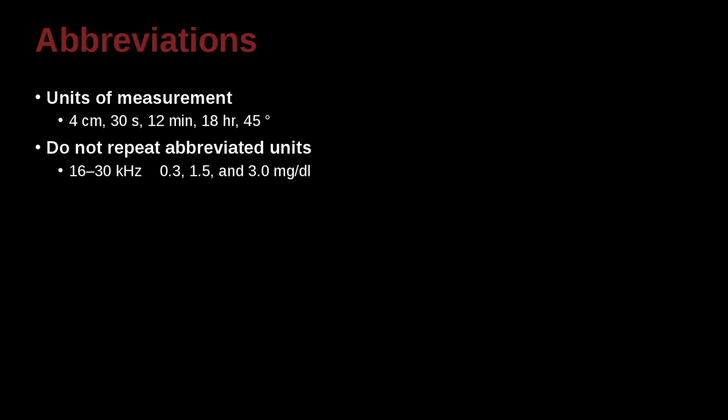You don't need to repeat units when you're using numbers that are grouped together. For example, 16 to 30 kilohertz. You do not need to write 16 kilohertz to 30 kilohertz. You can just write 16 to 30 like this. Or the other example next to it, 0.3, 1.5, and 3.0 milligrams per deciliter. In this case, you do not need to write mg/dl each time. You just go ahead and write it on the last one only. That's good.